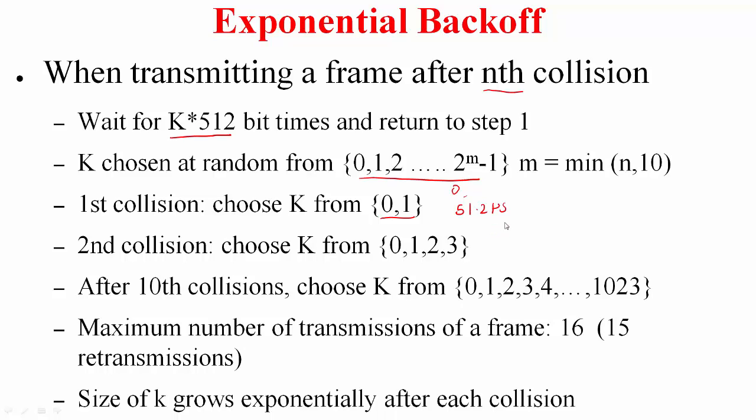What if it transmitted again and that also suffered a collision? This will be the second collision. In this case, the node will choose a value of k between 0, 1, 2, 3. And this goes on, where after the 10th collision, it chooses k between this value, and then it keeps this range constant till the 15th collision. In other words, the maximum number of transmissions for a frame is restricted to 16, which involves one original transmission and 15 retransmissions. So as you see, the size of k is growing exponentially after each collision.